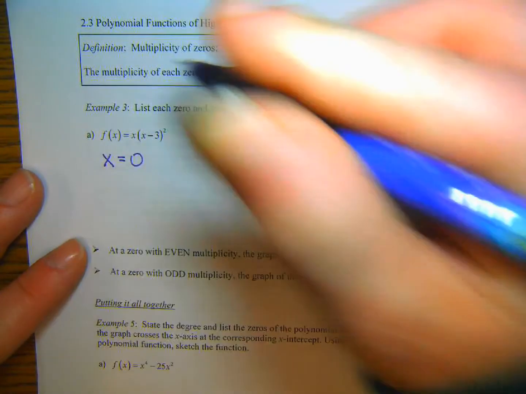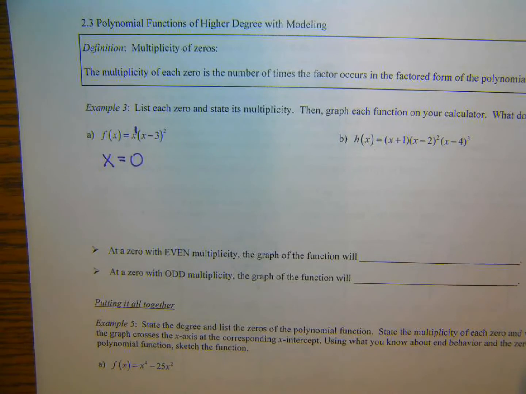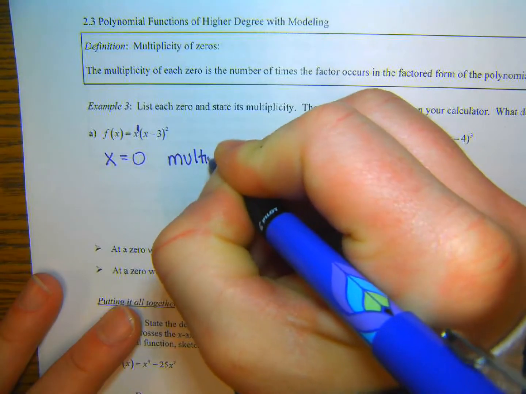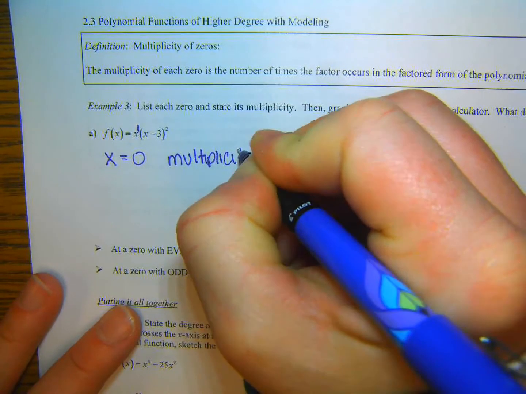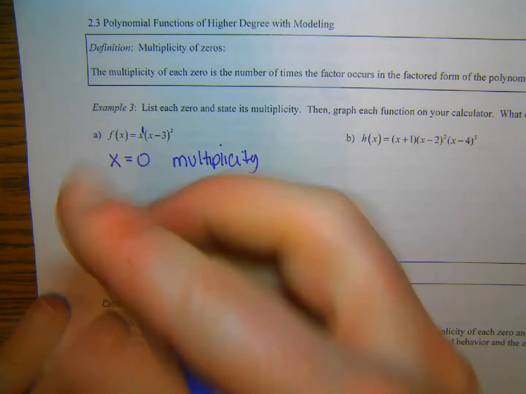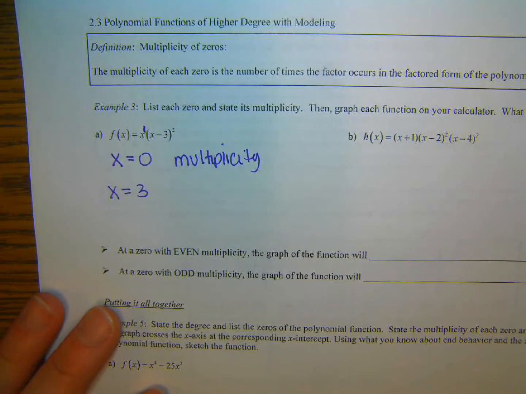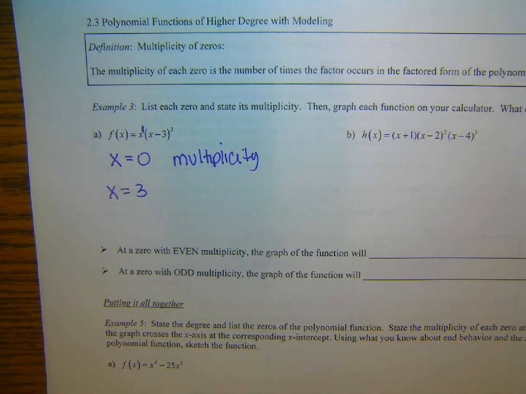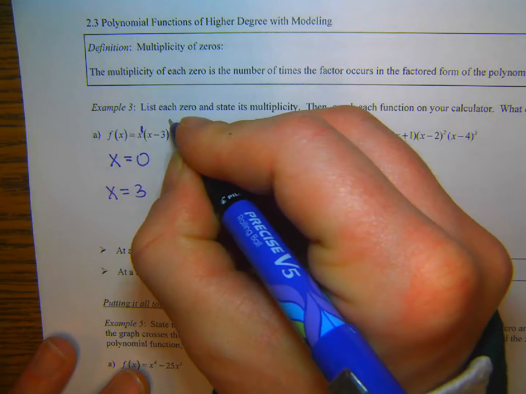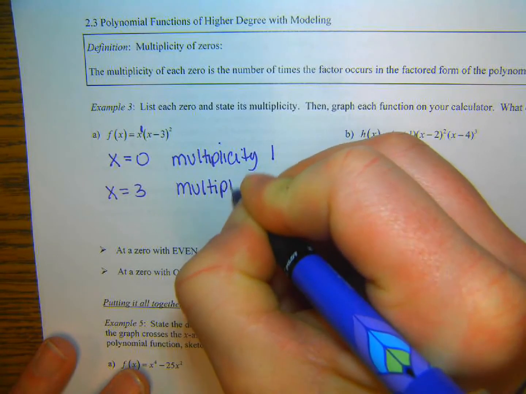x equals 0. Technically, this is a degree of 1, right? So we would call it a multiplicity of 1. I know that sounds kind of weird. The multiplicity is just how many factors there are. There's only one factor of x. This one would be x equals 3, right? But how many factors of x minus 3 are there? 2. So we called this multiplicity of 1 because there was just one factor. Because of that power 2, that's got a multiplicity of 2.